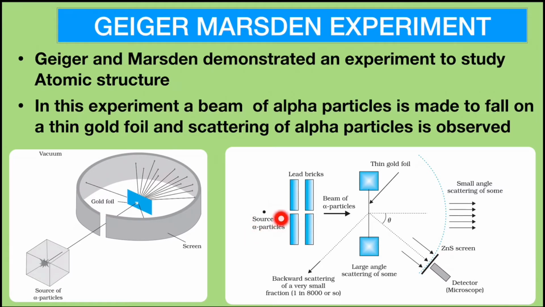We have the source of alpha particles. These are lead bricks known as the collimator, and the beam of alpha particles is falling on the gold foil. It is very thin, and the scattered alpha particles we are observing with the help of the zinc sulfide screen. When an alpha particle strikes the zinc sulfide screen, a number of scintillations are produced. So let's see what observations were made by Geiger and Marsden.